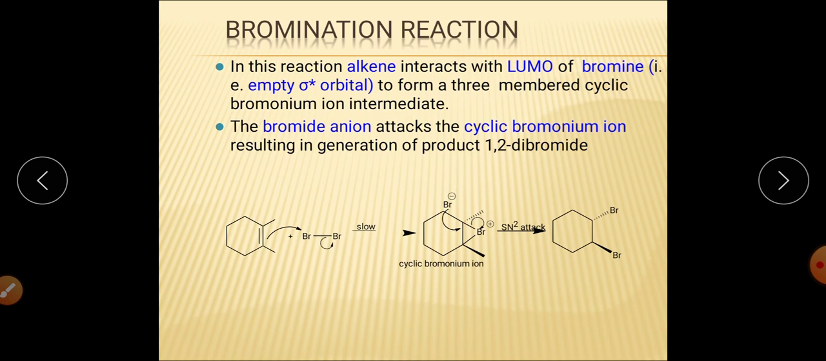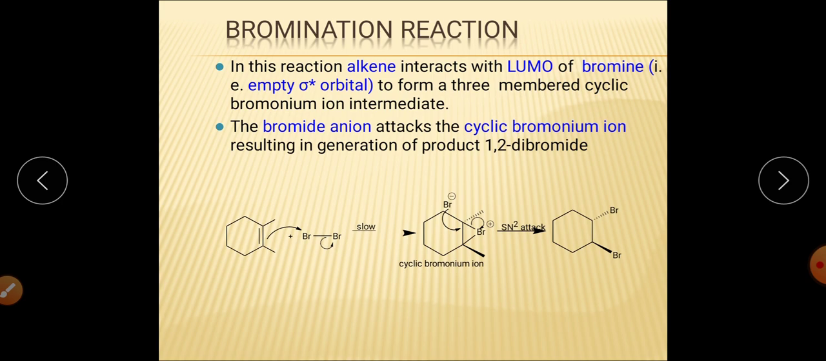And that's why, when we talk about the stereochemistry of the halogenation reaction, the stereochemistry of the bromination reaction, anti-stereochemistry is the preferred one in this particular case. When Br negative attacks from this side, you can see that this is a case of SN2 attack, and here one bromine is above the plane and the second bromine is now below the plane. So this is a case of anti-addition reaction.